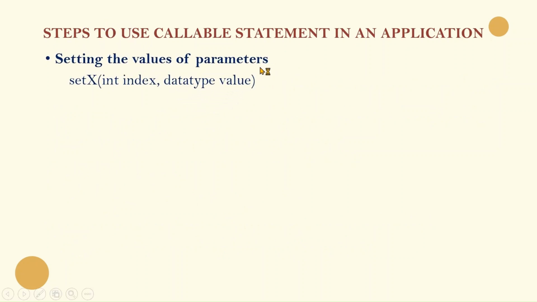Now the second step, we can work with setting the values of the parameters. The question marks you write are called placeholders. Now you want to set that particular question mark, the first one and the second one, so I need to use the setX method. X is nothing but the data type. Suppose the first question mark is an integer, you write setInt. If the second question mark is a string, you write setString. You write the index number, first question mark 1, second question mark 2, and you write the value.